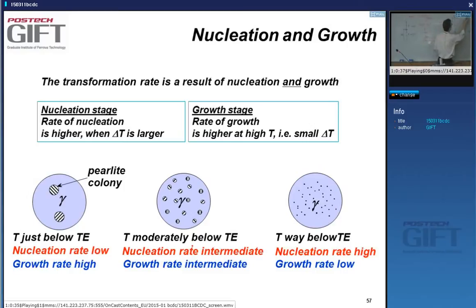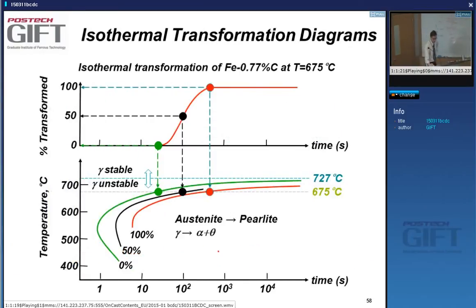The transformation rate is related to the product of both. So if I make the product of N dot and G dot, it's low here, it goes up, and then it decreases again because my growth rate decreases. So this is where I have a maximum transformation rate, and that's basically where both nucleation and growth are not very extreme. Okay? So this information that we have now, our measured transformation fraction as a function of time.